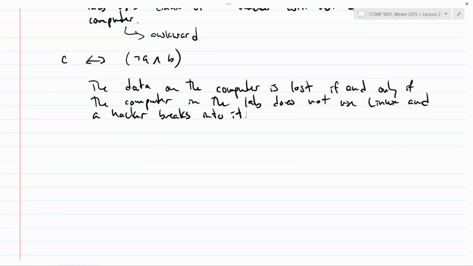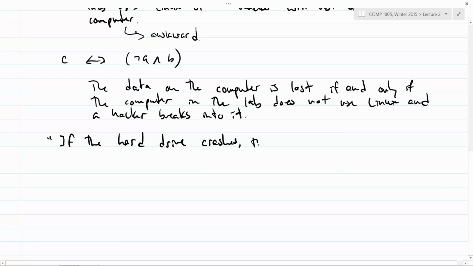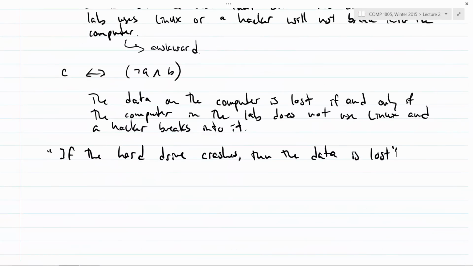All right. So I want to translate the sentence, if the hard drive crashes, then the data is lost. How would I translate this sentence from English into logic? Yes? Assuming that hard drive crashing is D, then D implies C. Okay, so in this case you're using C from the previous one, that's fine.